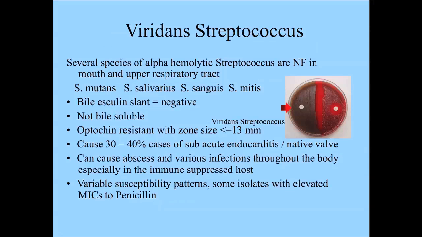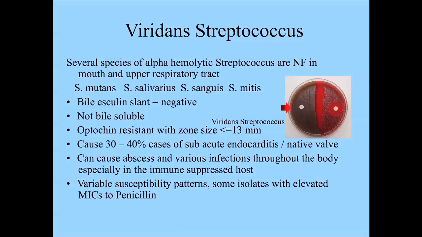Several species of the alpha hemolytic strep can be grouped into what's called the Viridans strep, and these are found as normal flora in the mouth and upper respiratory tract. Primary species you can see are mutans, salivarius, sanguis, and mitis. The bile esculin slant will be negative for all of these. They are not bile soluble, so that can help differentiate them from strep pneumo, as well as the optochin is resistant with the zone size of less than or equal to 13 millimeters.